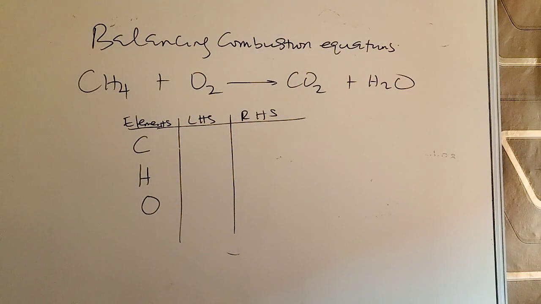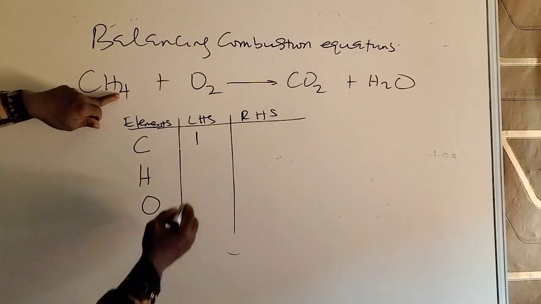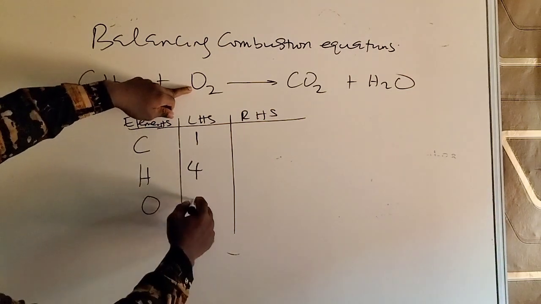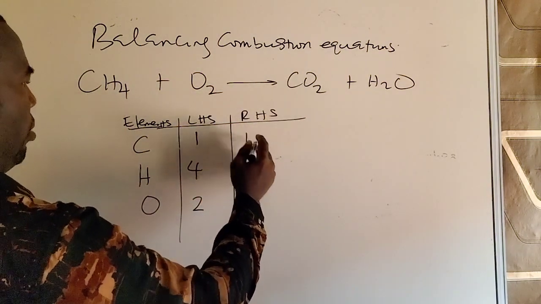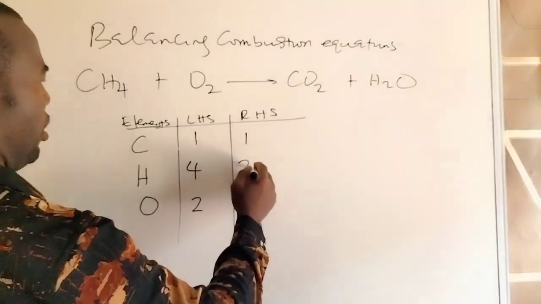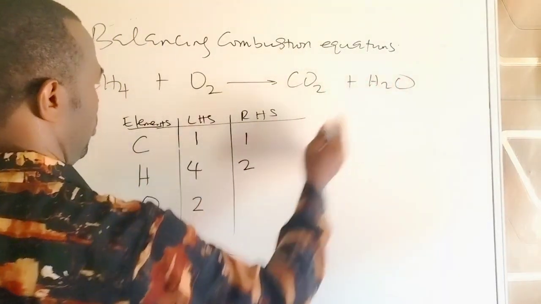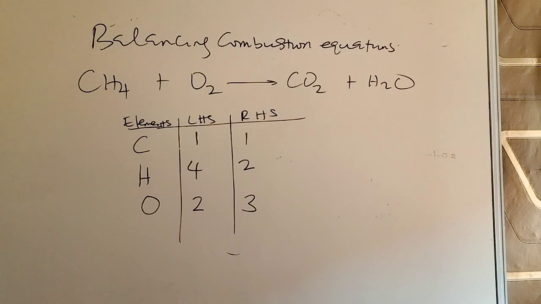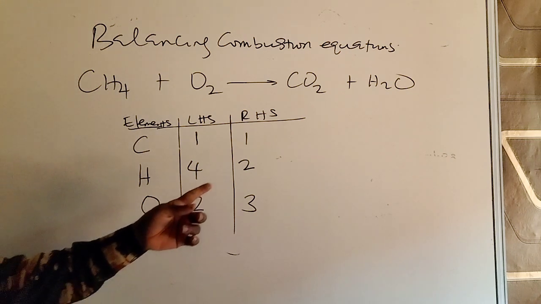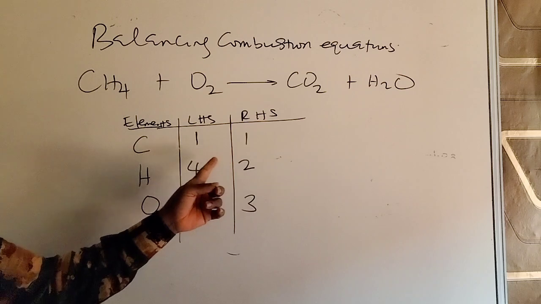So having done that, you list the number of atoms of each element. Carbon is 1 atom here, hydrogen 4 atoms, oxygen 2 atoms. Go to the right hand side: carbon 1 atom, hydrogen 2 atoms, oxygen 2 plus 1 gives you 3 atoms. You inspect the table and see that hydrogen and oxygen are not balanced. So you start balancing with the one that's easier, which is hydrogen, because 4 is a multiple of 2.